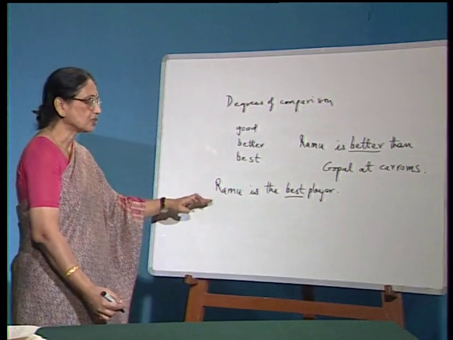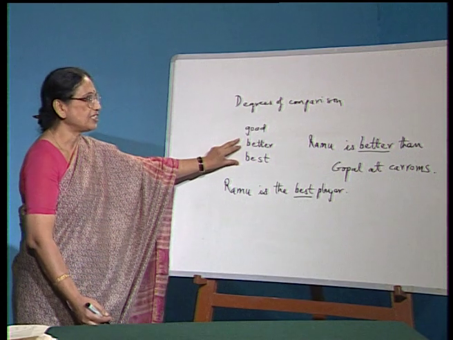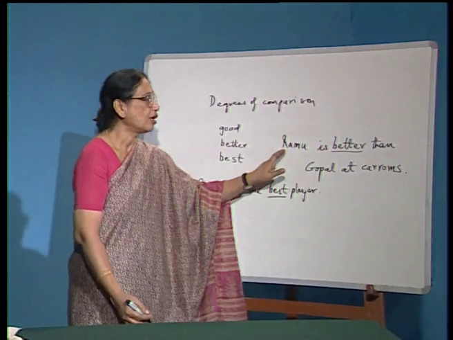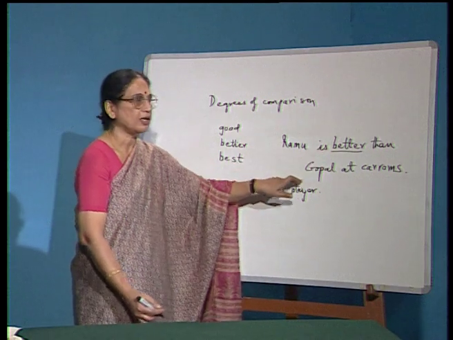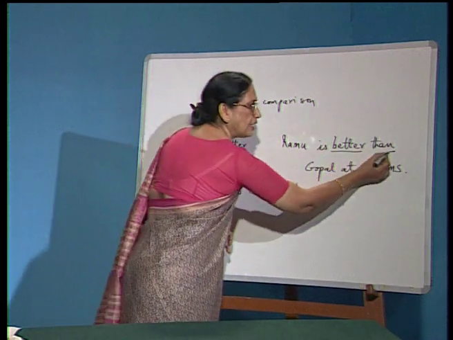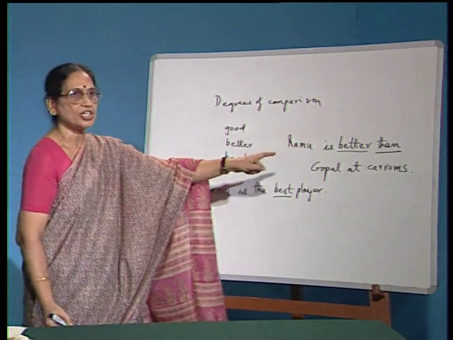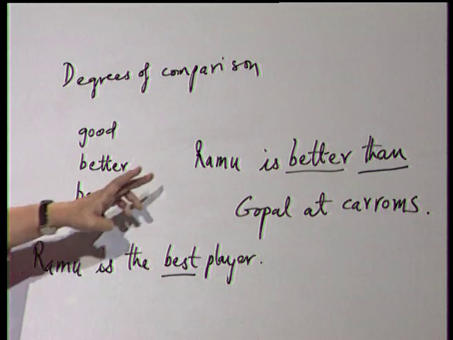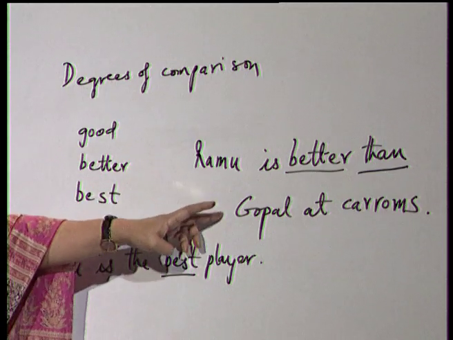We often confuse these two. We say he is the best than Gopal or Ramu is best than Gopal. Notice that than here also gives us a suggestion or tells us that some kind of comparison is being made between two persons or between two things.